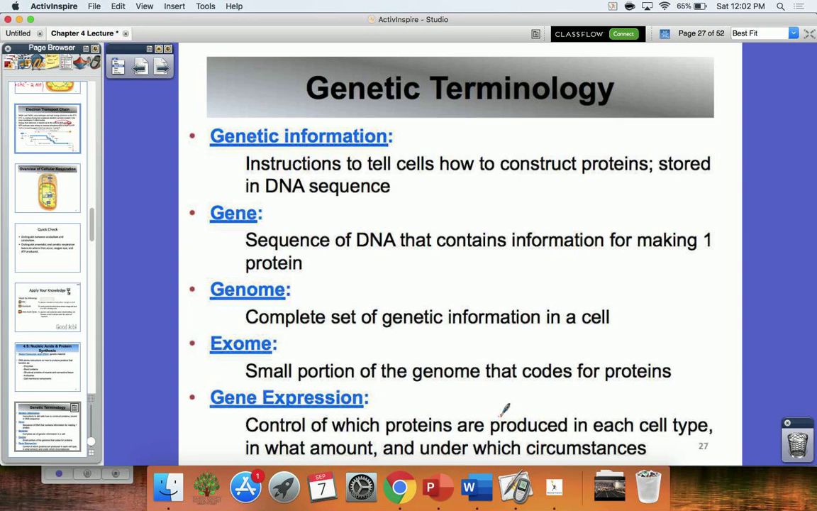And then genome is everything. So from start to finish, all the chromosomes, just everything. Exome is the part of the genome, remember genome is everything, that specifically codes for proteins. So yes, we do have parts of the genome that are not responsible for coding proteins. And then gene expression is what it sounds like, to express those genes, to make them come alive so that we can see them, so that they're produced. And it also controls how much of a protein is produced and when they're going to be produced.